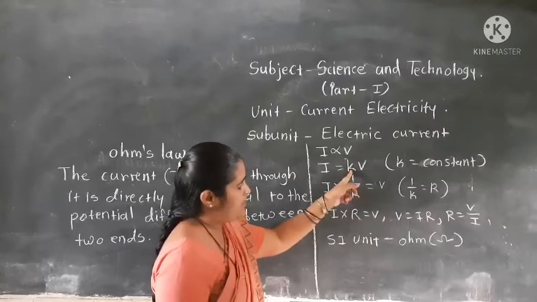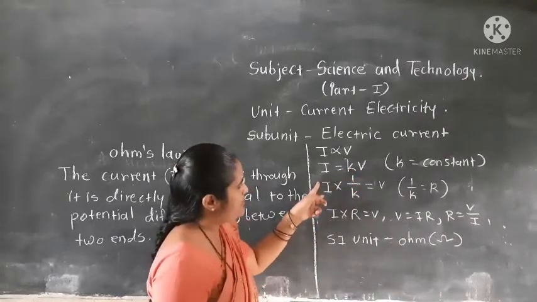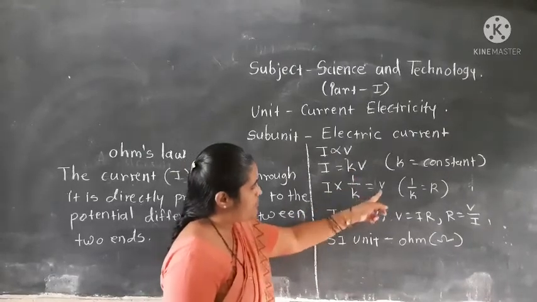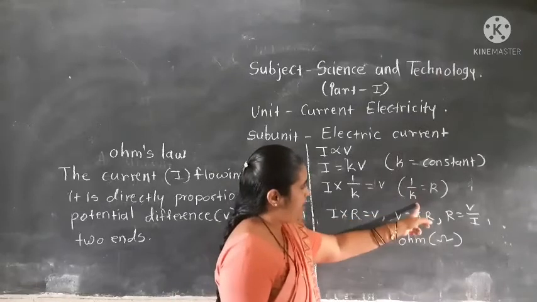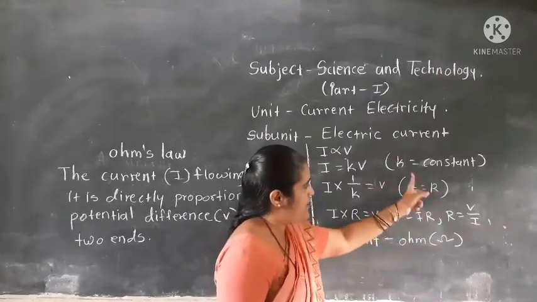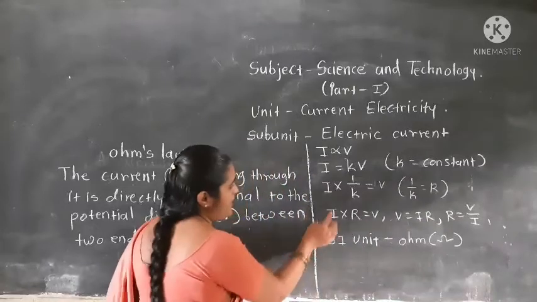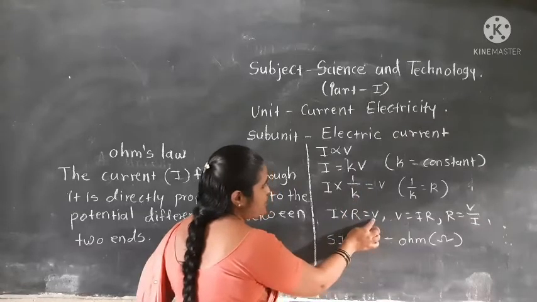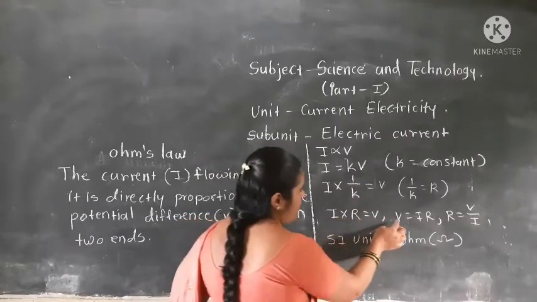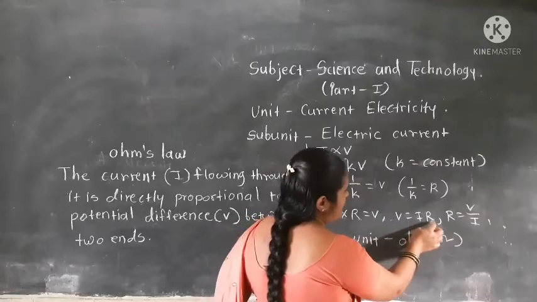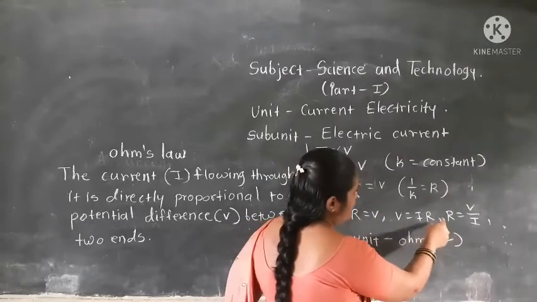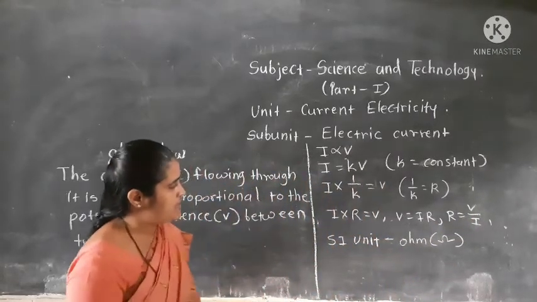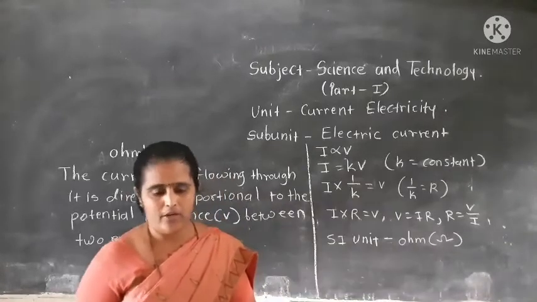This K will be moved from the right-hand side to the left-hand side, and we take its reciprocal. Then I into 1 upon K is equal to V. The value 1 upon K means R, so the value of R is 1 upon K. So I into R is equal to V, that is V is equal to IR. If we calculate the resistance of the given circuit, then the formula will be R is equal to V upon I. And the unit of this is ohm, and it is denoted by a particular sign.